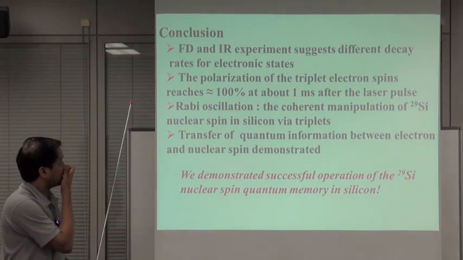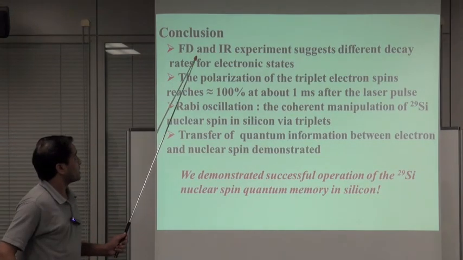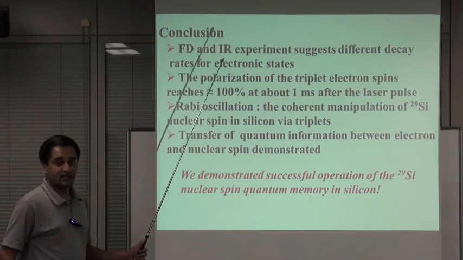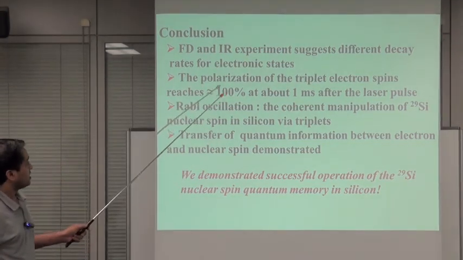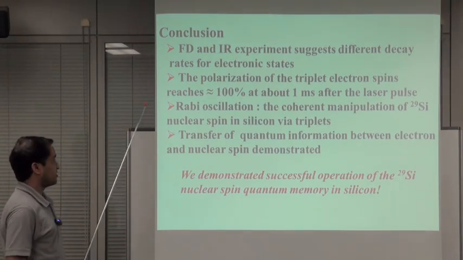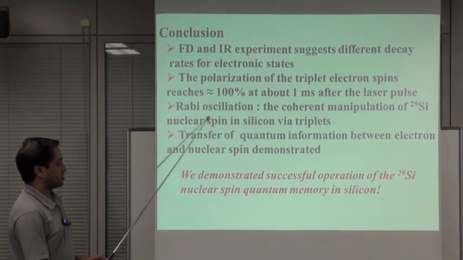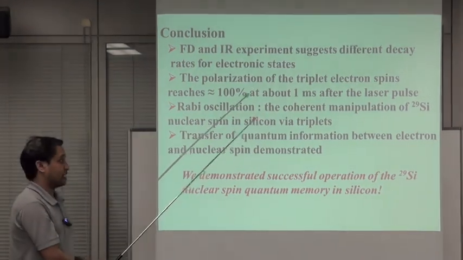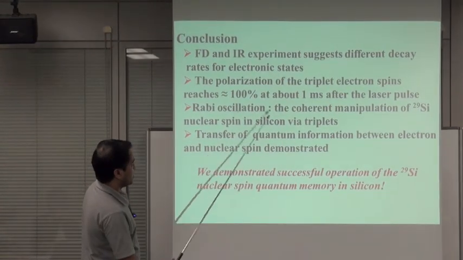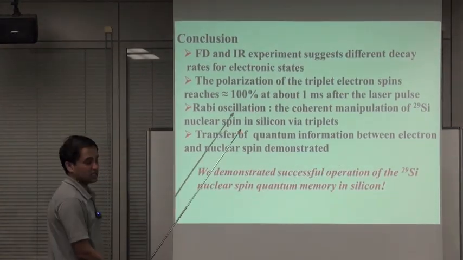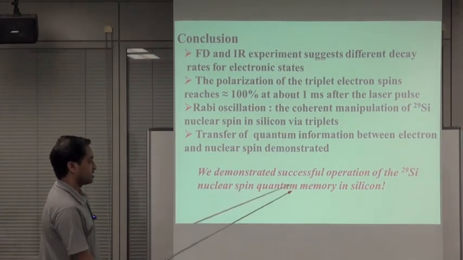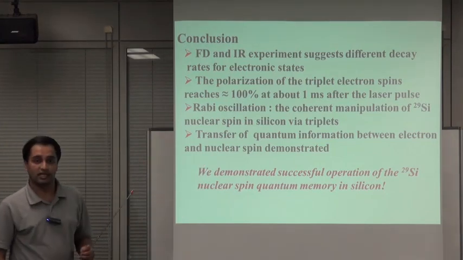So let me conclude. It was shown with flash delay and inversion recovery experiments that we have different decay rates for the electronic spins, and that we can achieve nearly 100% polarization within the triplet sublevels. I demonstrated a coherent manipulation of 29Si nuclear spins using these triplets, and subsequently showed the transfer of quantum information between the electron and the nuclear spins. So we were successful in demonstrating the 29Si nuclear spin quantum memory in silicon.